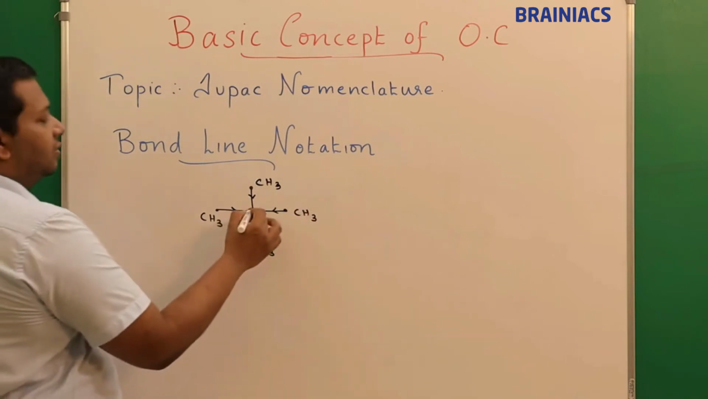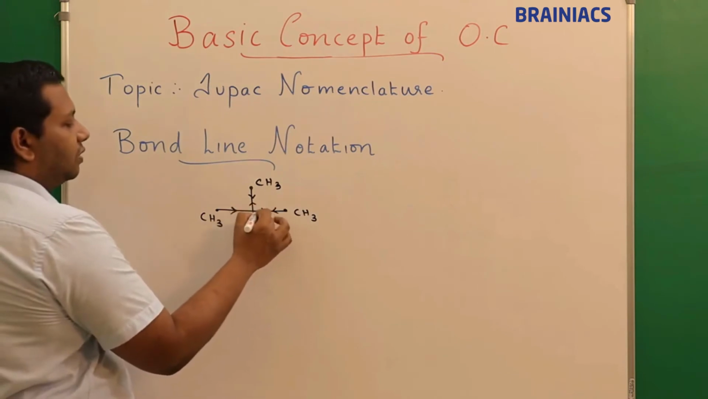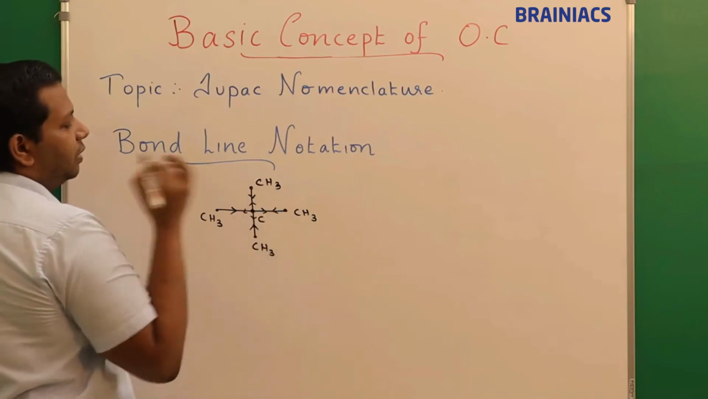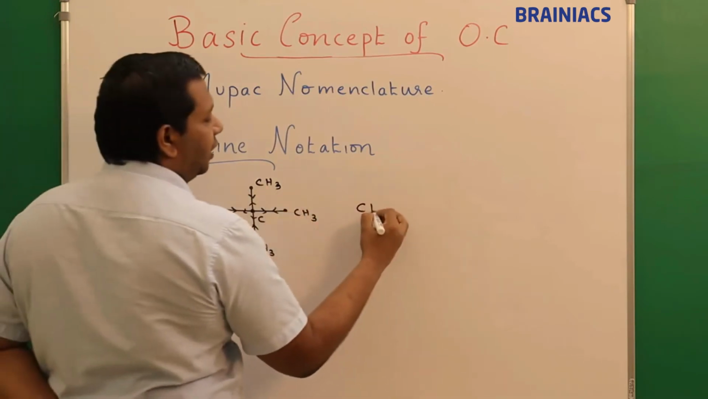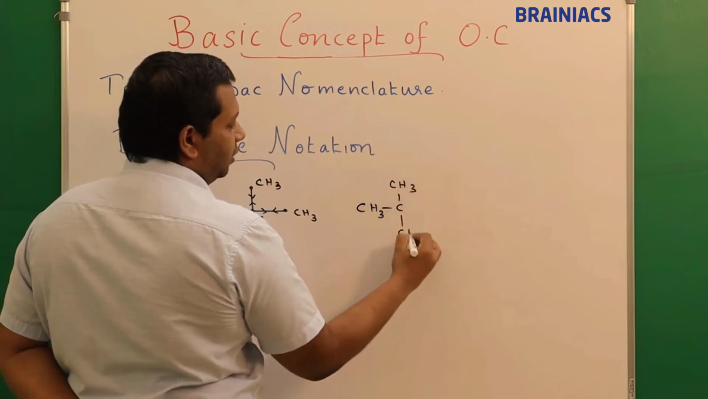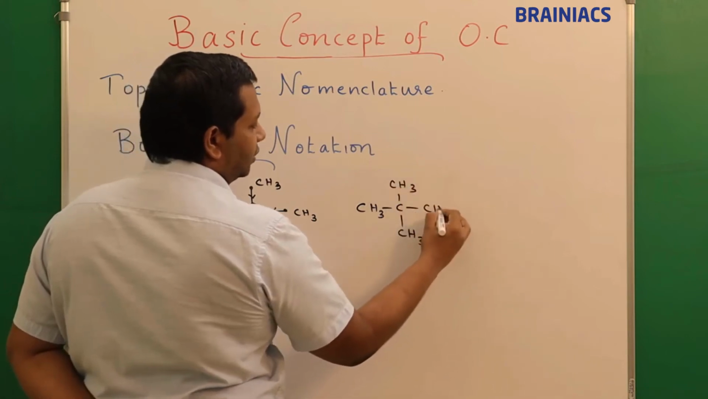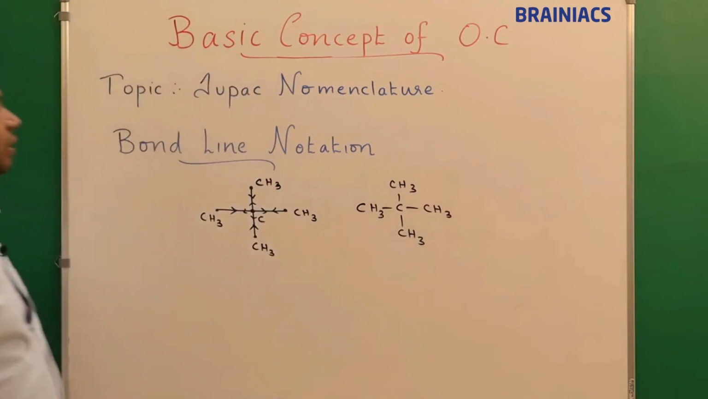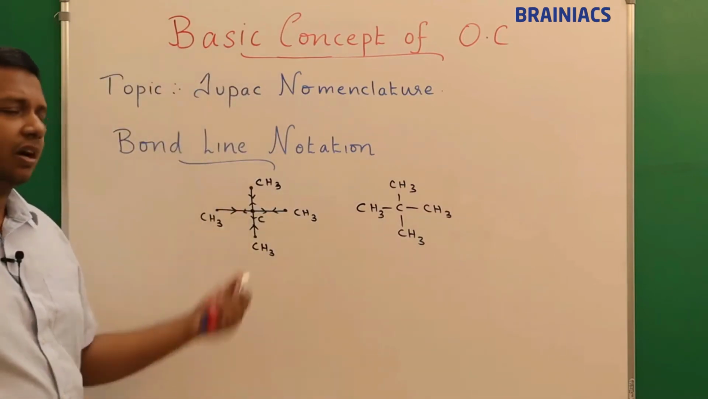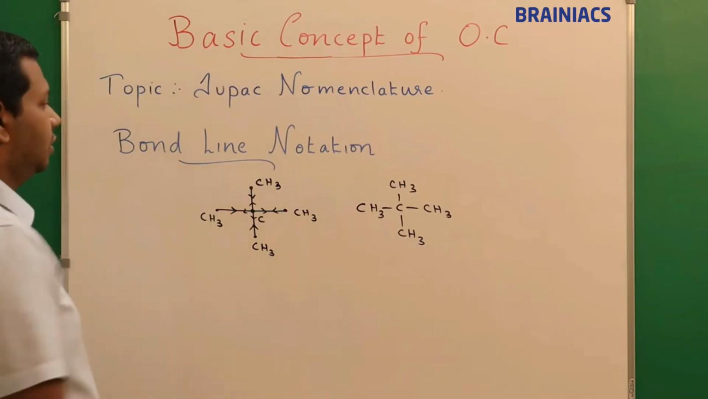So in the center you have 4 lines. In the central carbon atom 4 are replaced. So the center should be carbon alone. So what should be the way? CH3, CH3, this is CH3 and this is CH3. Understood? So this is the way you should understand the bond line notation. Now we will see how the double bonds are represented.